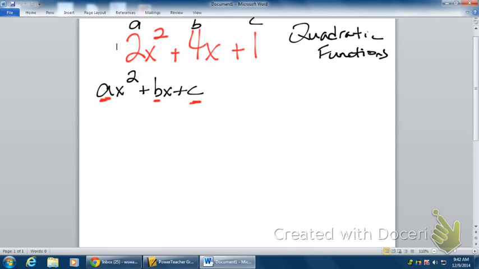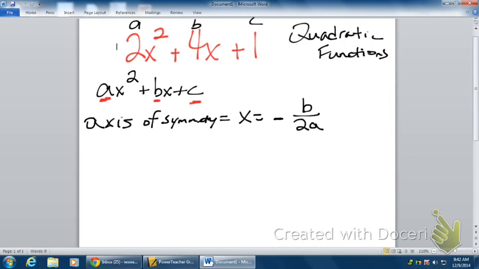Now, a handy-dandy formula that you need to know is, make sure you have this written down, axis of symmetry. Okay? You can figure this out. Now the axis of symmetry will be written as x is equal to negative b divided by 2a.